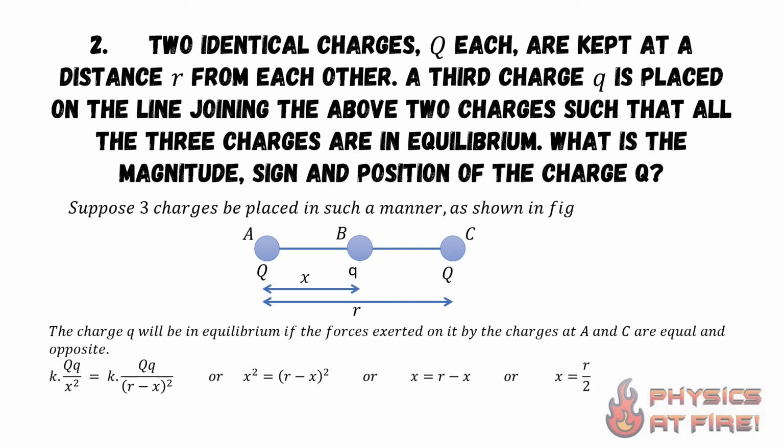So, K Q q by x square will be equal to K Q q by r minus x whole square. So, we get x square is equal to r minus x whole square. Therefore, x is equal to r minus x. Hence, x is equal to r by 2.